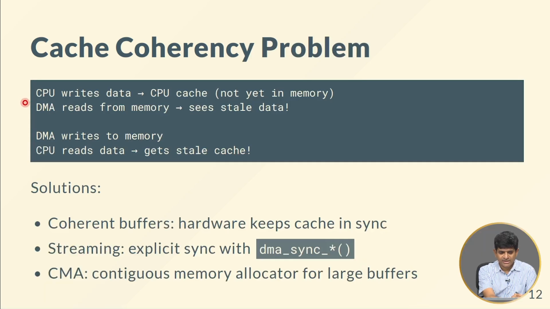So to summarize, if the CPU writes data into the CPU cache, this is not yet in memory, and the DMA reads from memory, it sees stale data. Alternatively, the DMA writes to memory, but the CPU reads data from the stale cache. Both of these are problems that we want to avoid. The solution is essentially defining explicitly that there is something called a coherent buffer. The hardware itself has to be instructed that this block of memory is special, and you have to make sure that it's kept in sync with the cache.